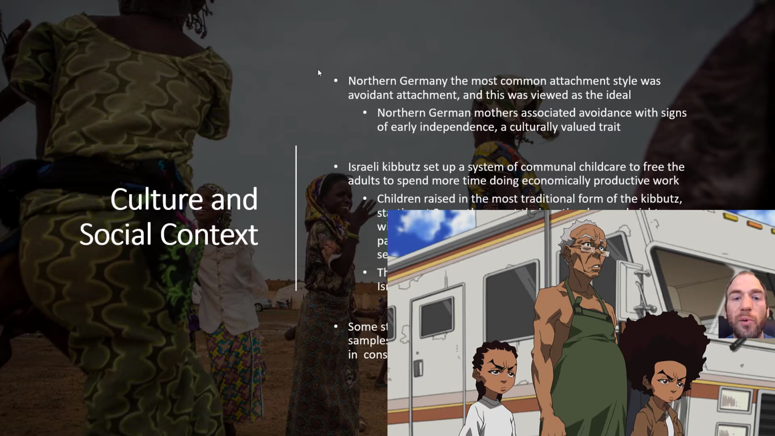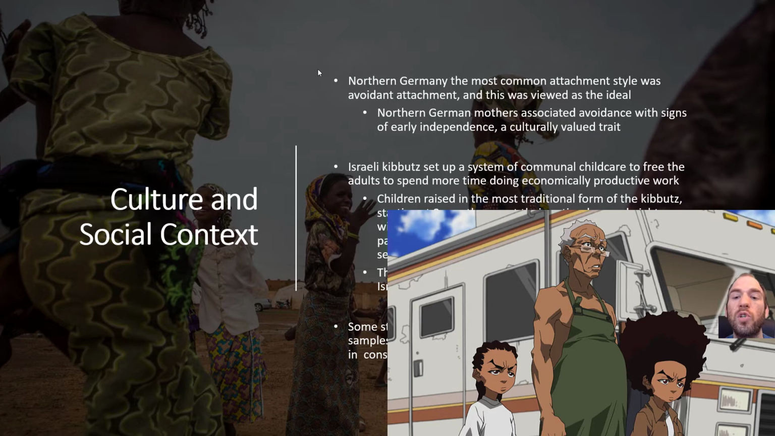So let's walk through a few of these. In Northern Germany, the most common attachment style was avoidant attachment, and this was viewed as the ideal. Northern German mothers associate avoidance with signs of early independence, a culturally valued trait. The Israeli kibbutz set up a system of communal childcare to free the adults to spend more time doing economically productive work.